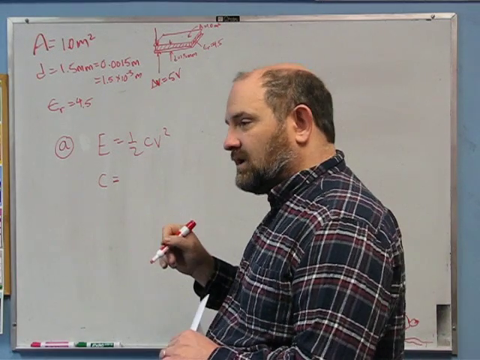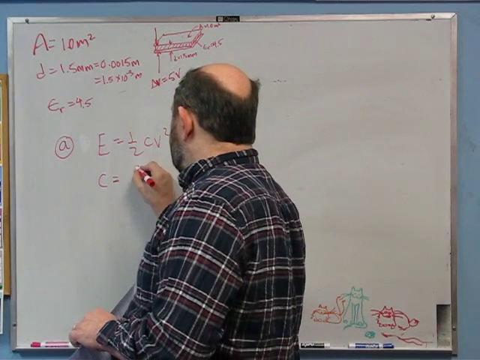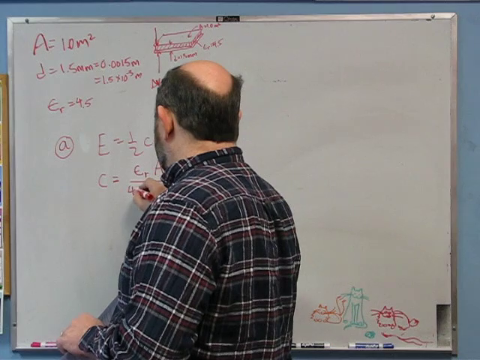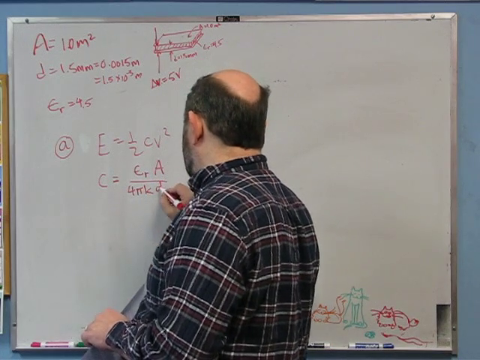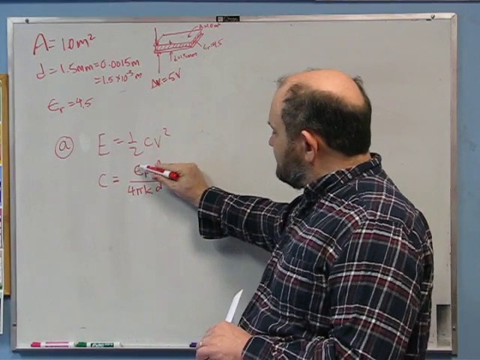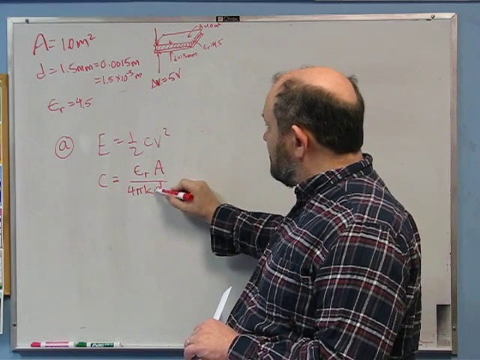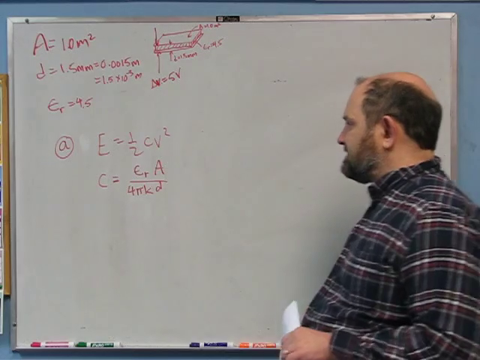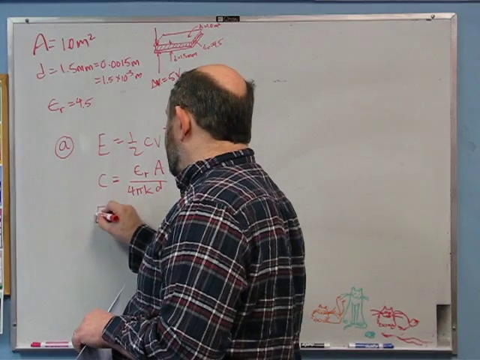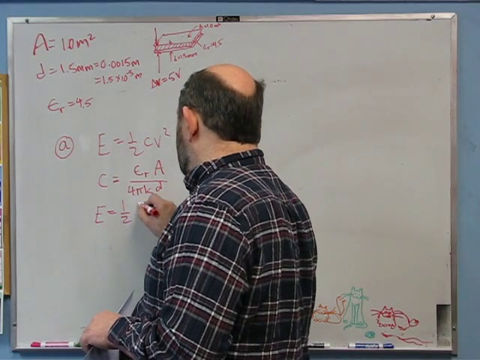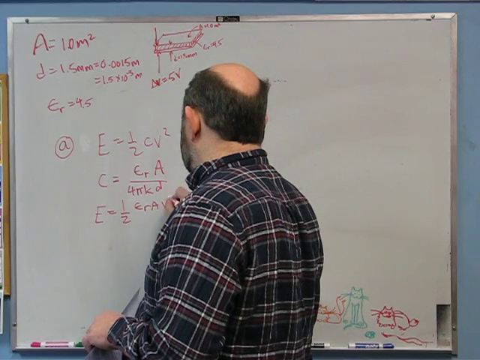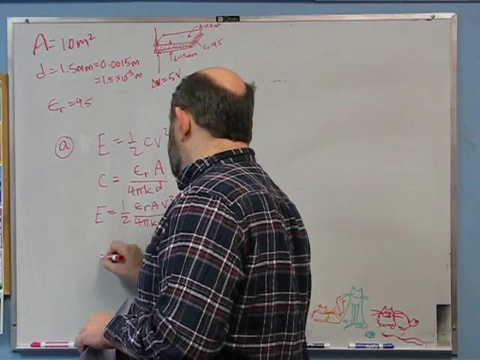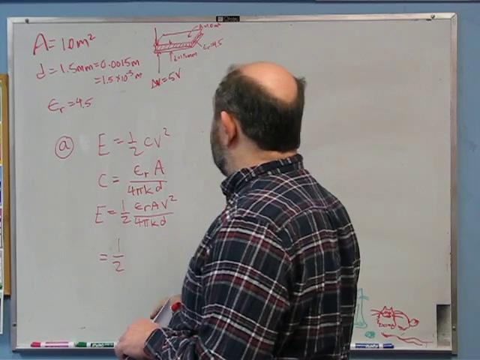I have told you, however, that the capacitance is epsilon R A over 4 pi k d for a parallel plate capacitor with area A entirely filled with dielectric with epsilon R, separated by distance d. So that tells us that the energy in this case is just 1/2 epsilon R A V² over 4 pi k d. So that's very exciting. So now I know everything I need to calculate the amount of energy stored.